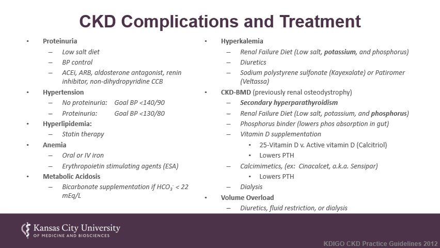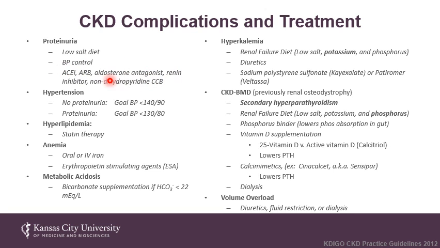What are the complications of CKD and how do you treat it? Well, often they'll have protein in their urine. Protein in the urine long term is toxic to the kidney and will cause kidney function to get worse. So you can put them on a low salt diet, which will reduce protein in the urine. You can control their blood pressure, and you can put them on certain medicines that reduce the amount of protein present in the urine.